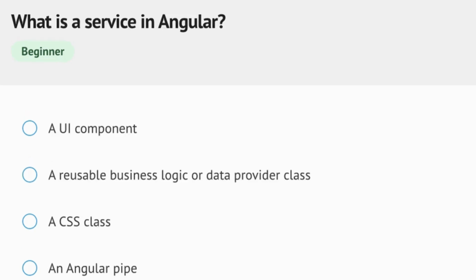What is a service in Angular? In Angular, a service is a class that is responsible for performing a specific task, usually involving business logic or data management. It is designed to be reusable and can be injected into components or other services using Angular's dependency injection system. Services help keep the components lean by offloading tasks like data fetching, logging, or business calculations, allowing for better code organization and scalability.